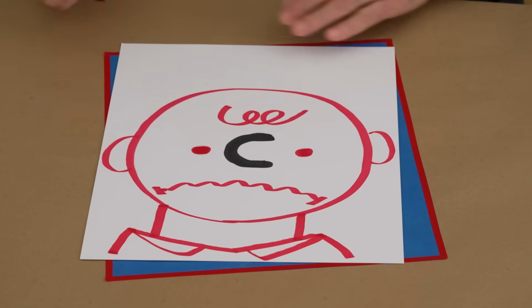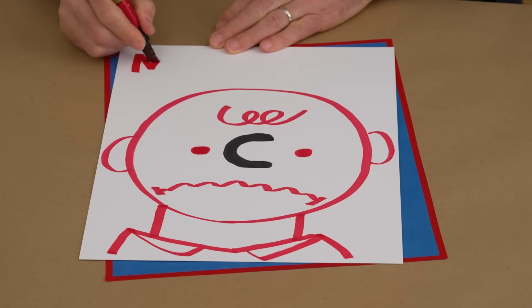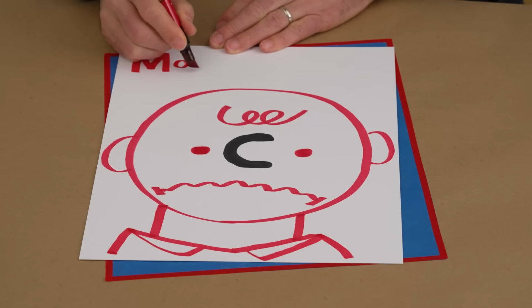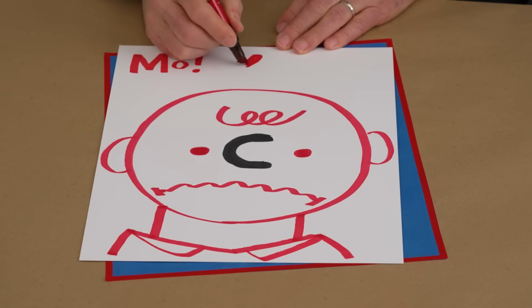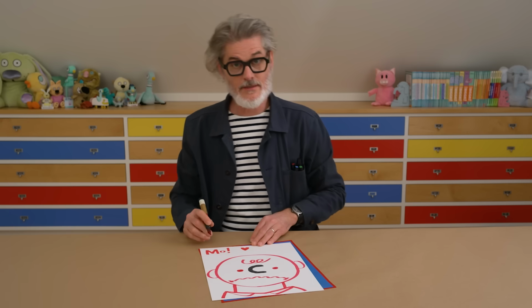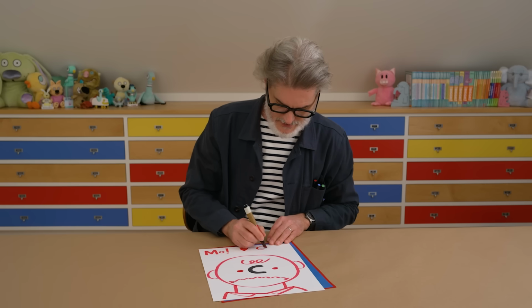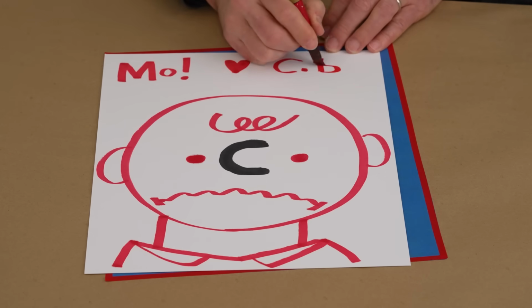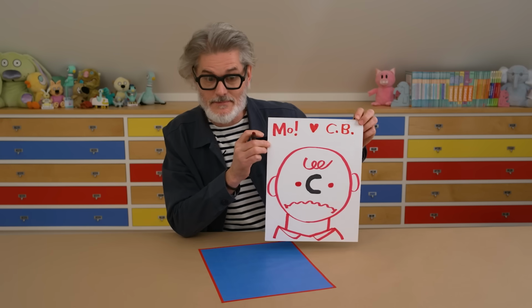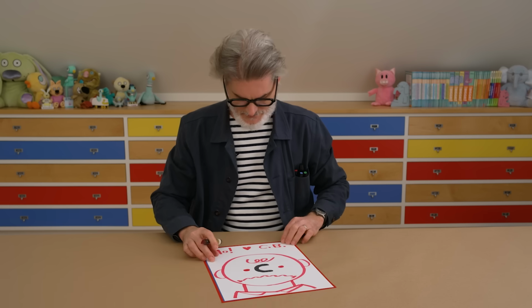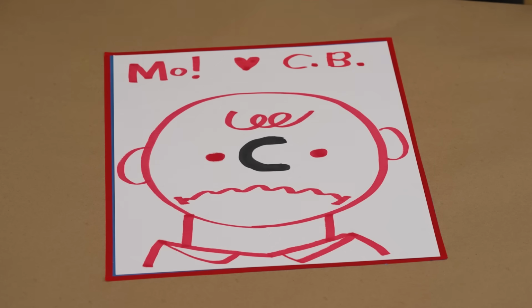Lucky, lucky me. So I'm going to write my name here, Mo, so that we know I drew it. And because this is a special drawing, I'm going to write heart because I love C, Charlie, B, Brown. I love Charlie Brown. And I love this drawing. Letter C. So that's how I turned that letter into a doodle.